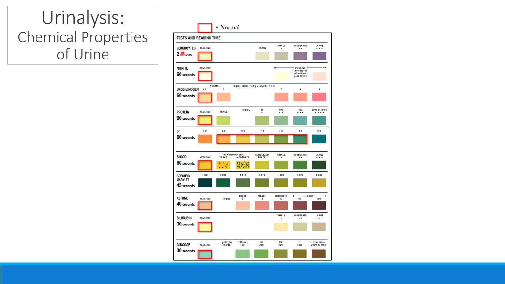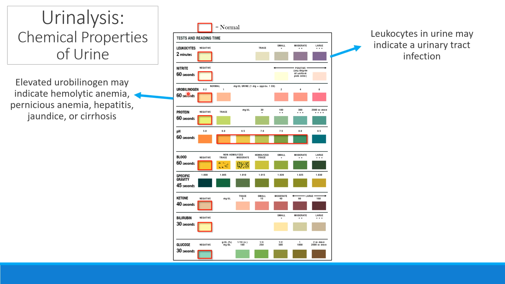If you remember, leukocytes are white blood cells. Normally, a patient should be negative for leukocytes. There should not be white blood cells in their urine. If we do see white blood cells in their urine, this could be another indicator for a urinary tract infection. So cloudy urine plus some of these kinds of colors indicating leukocytes are present, we might start treating a urinary tract infection.